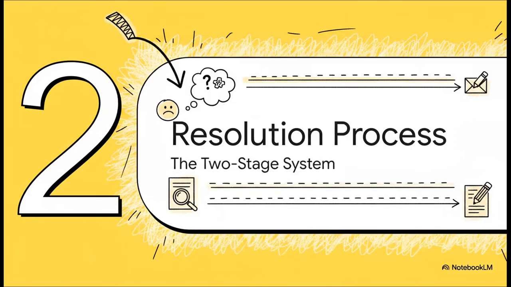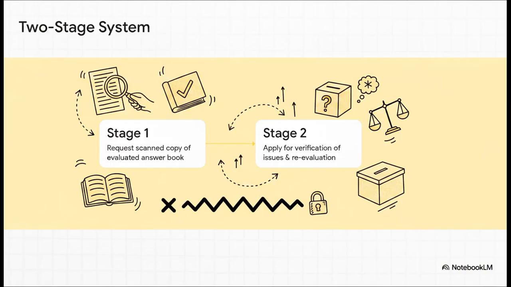Moving right along to Section 2, the two-stage resolution process. Okay, pay close attention because this is the absolute core of the whole system. It's a two-stage process. Step 1 is applying to obtain your scanned, evaluated answer book. Step 2 is applying for the verification of issues and the actual reevaluation of specific answers. So the completely non-negotiable point here is the order. You have to complete Stage 1 to obtain your scanned copy before you're even eligible to apply for Stage 2. If you skip requesting the scanned copy first, you are entirely locked out of challenging any specific questions later. There's no workaround for that.